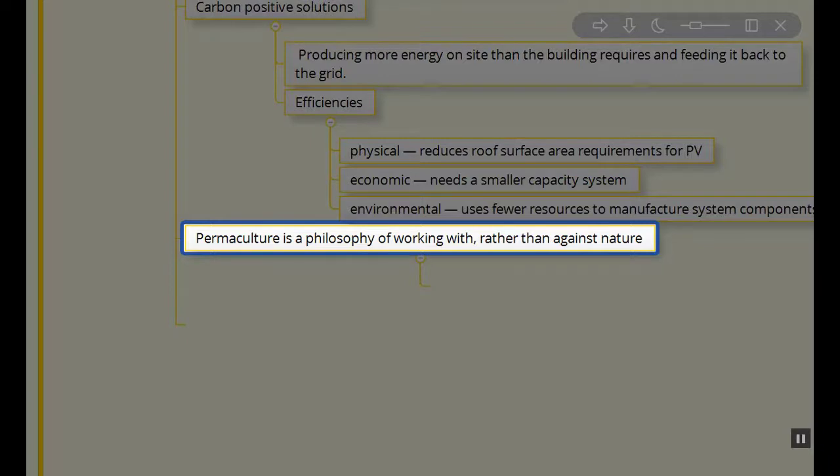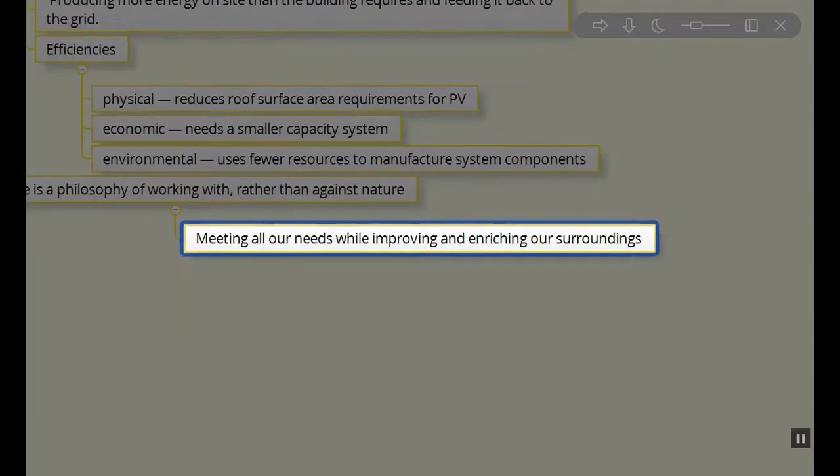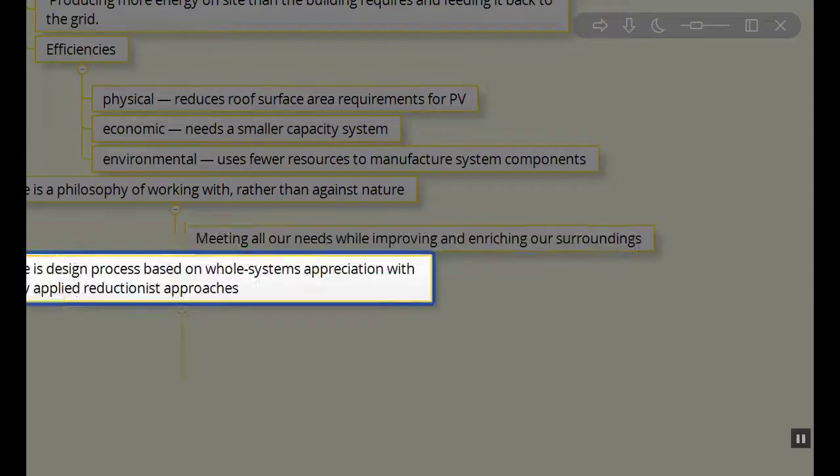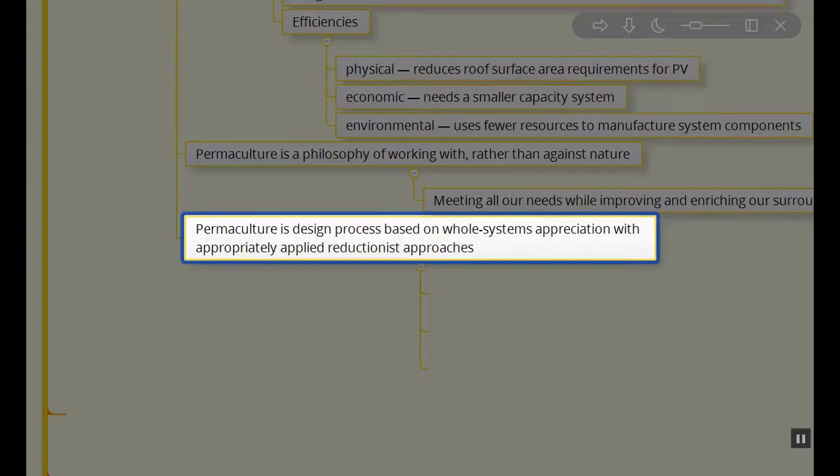So permaculture is basically a philosophy working with rather than against nature. We're trying to meet all our needs while improving and enriching our surroundings. You know, I haven't gone over this, but these are other future topics: it's earth care, people care, and fair share or return of surplus, however you want to look at it. Permaculture is a design process based on whole systems appreciation with appropriately applied reductionist approaches.